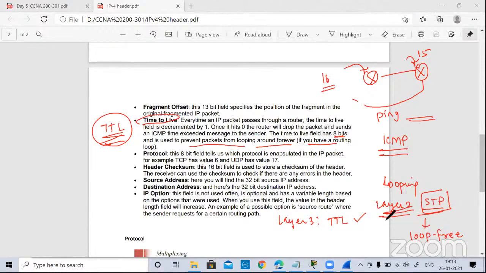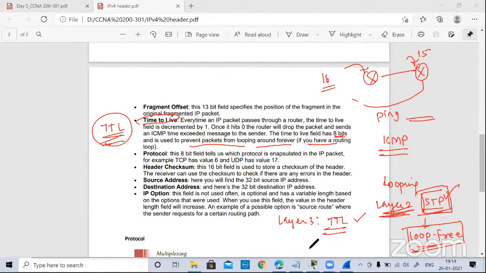And in layer 2, you avoid loops by using the spanning tree protocol. This is something very interesting to understand: we do not have a TTL field in the layer 2 header, so we have to use the spanning tree protocol to make it loop free. However, in layer 3, we have time to live, so we can prevent the packet from roaming inside the network for a long time.